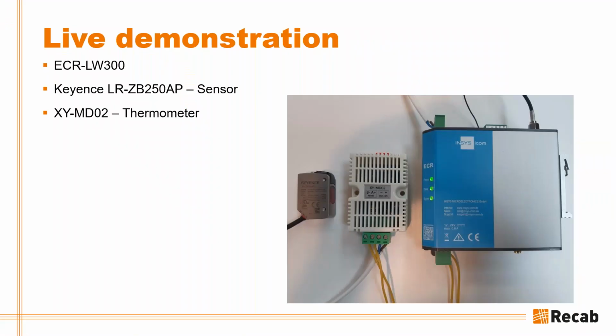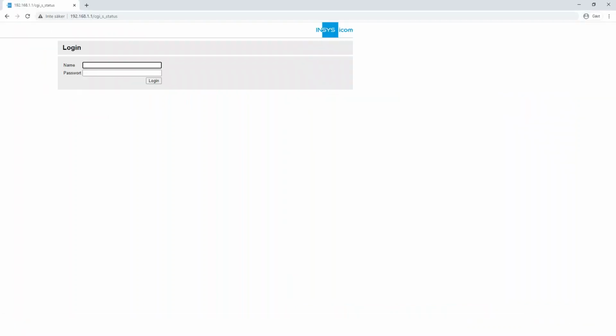All right, so I will try to do a live demonstration for you, how to install and set up a few data points. And here is my setup. I have an ECR, and to that I have connected a key and sensor that is connected to a digital input. I also have a thermometer that is communicating with Modbus RTU to the ECR. Right, so here we have my ECR router. I will just log in.